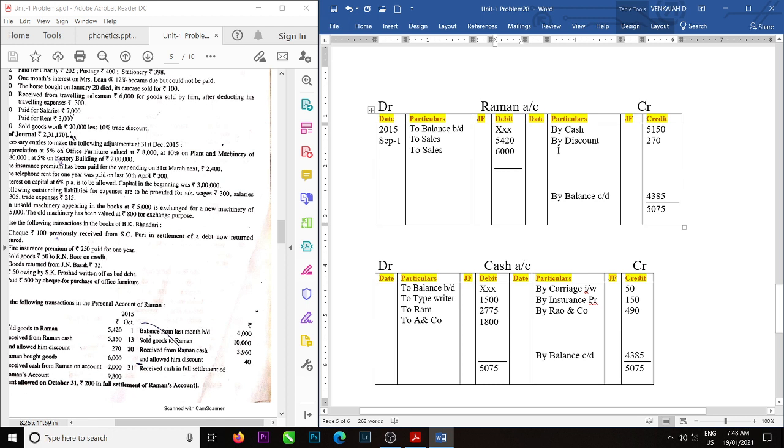Next entry: cash received from Raman. Raman is showing credit. Please look at your journal entry. Cash account. Amount is 2000. We have to close this account. We will close this account for the September month.